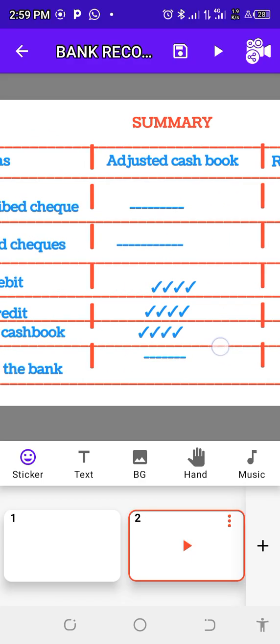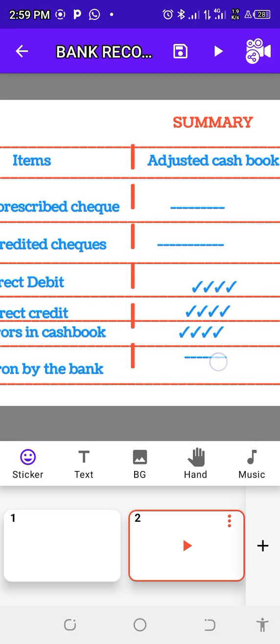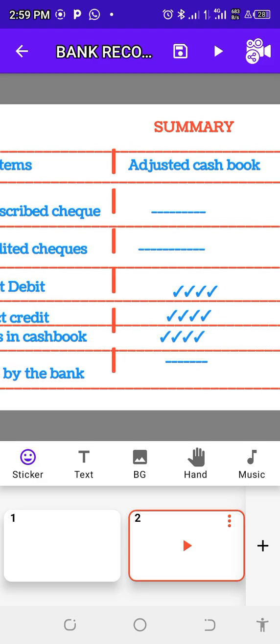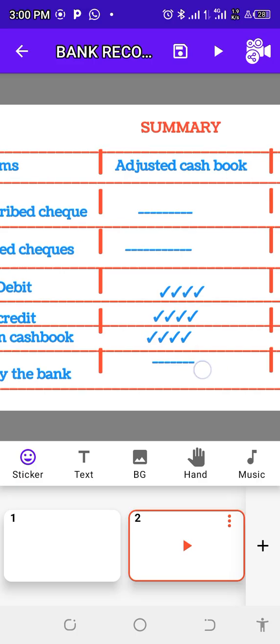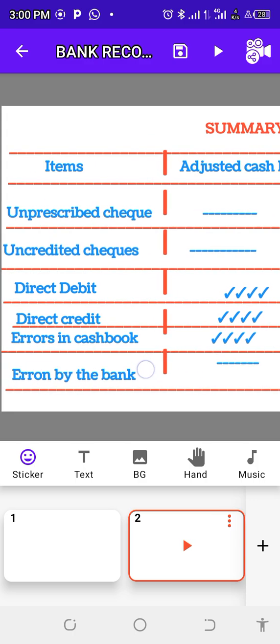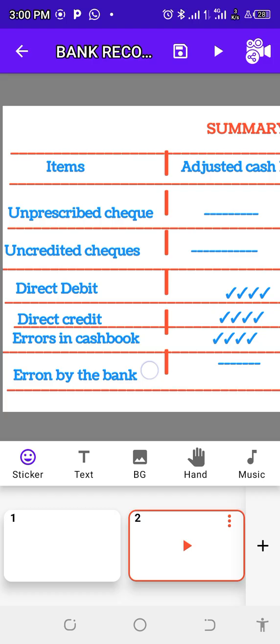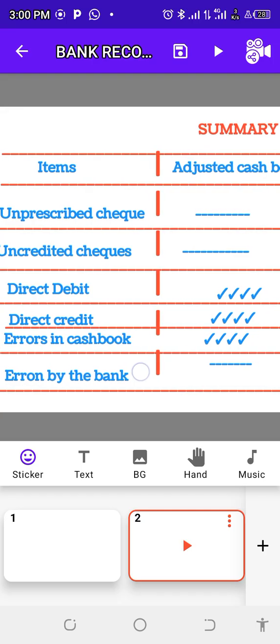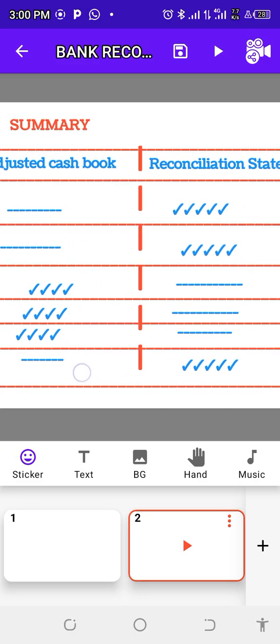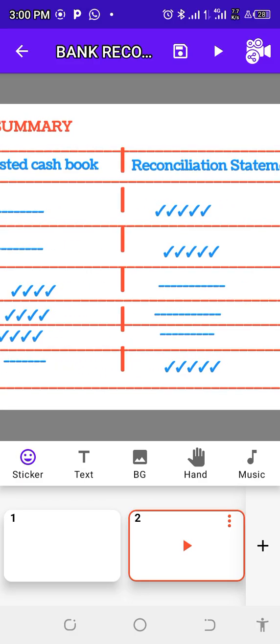and also they are treated under the adjusted cash book, depending on whether the error is in the cash book or the error is made by whom? The bank. If the error is made by the customer in the cash book, then during the adjustment of the cash book, it will be corrected there. And if it is made by the bank, it will be corrected in the bank reconciliation section.